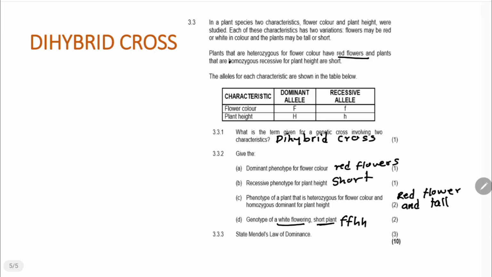3.3.3, it says, state Mendel's law of dominance. This simply states that if an organism is heterozygous, then the dominant allele will determine the phenotype. The effects of the recessive allele are going to be masked. That is Mendel's law of dominance. In a heterozygous condition, the dominant allele determines the phenotype. The effects of the recessive allele are masked.